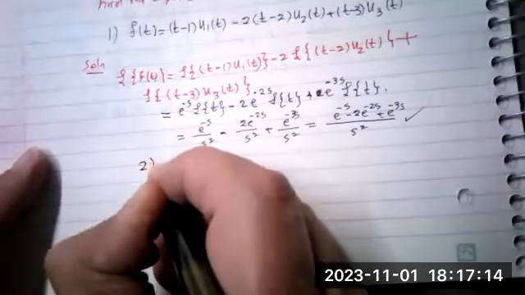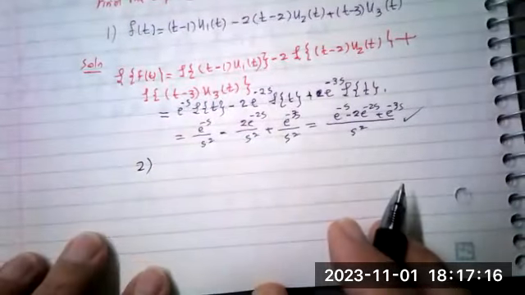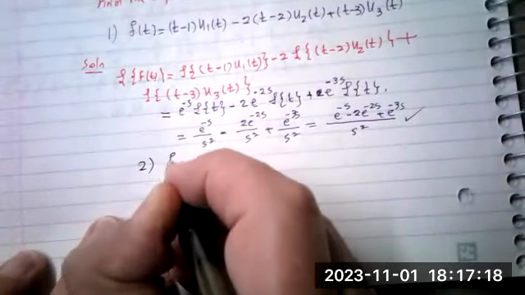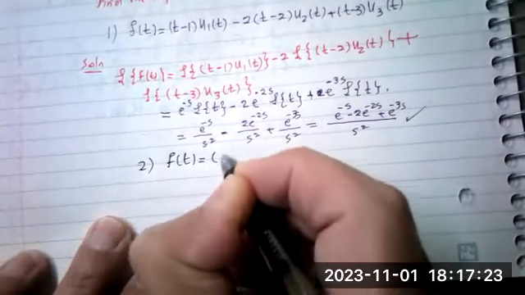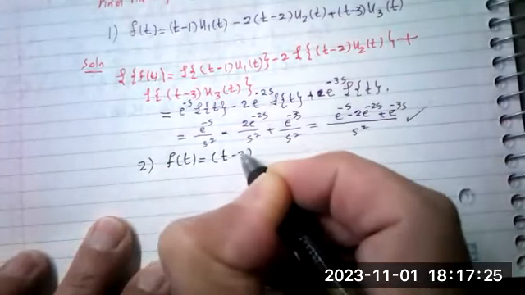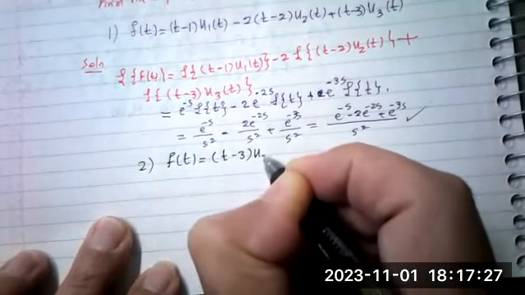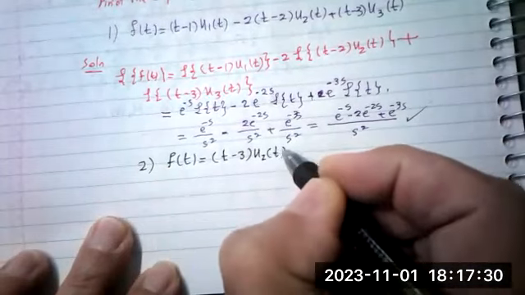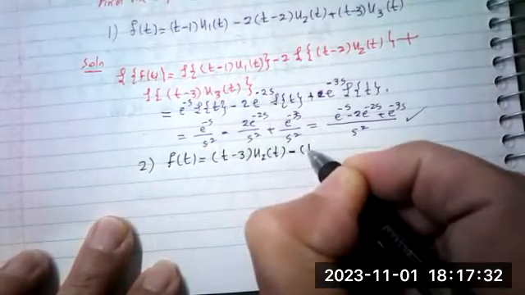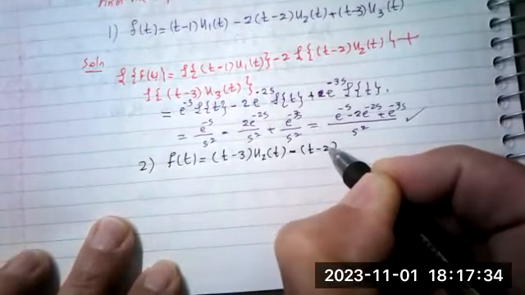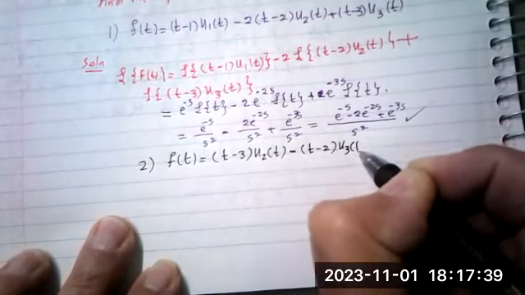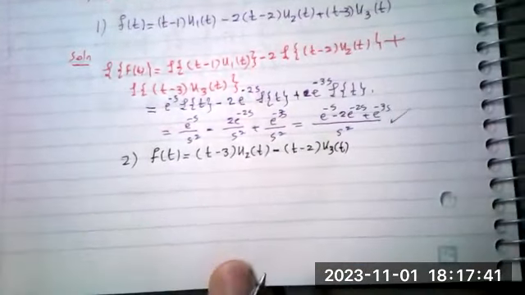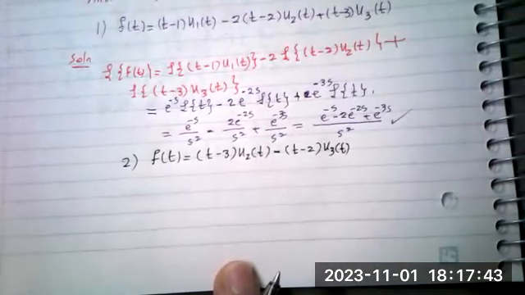Let's see. The one that I have is this one. Suppose your function is f of t equal to (t minus 3) u2 of t minus (t minus 2) u3 of t. That's interesting, you see. You have to modify it first.